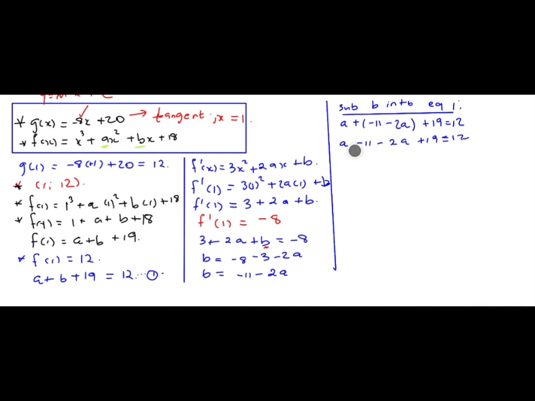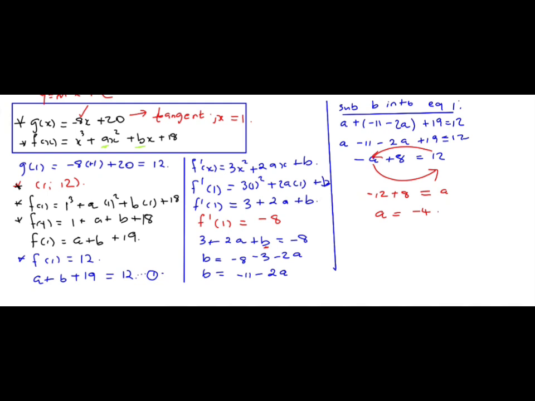That's 12. And of course, this is actually minus a plus 8 equals 12. Let's just do vice versa. I'm going to bring a on the right and 12 on the left. So I'm going to have minus 12 plus 8 equals a. So a is actually minus 4.